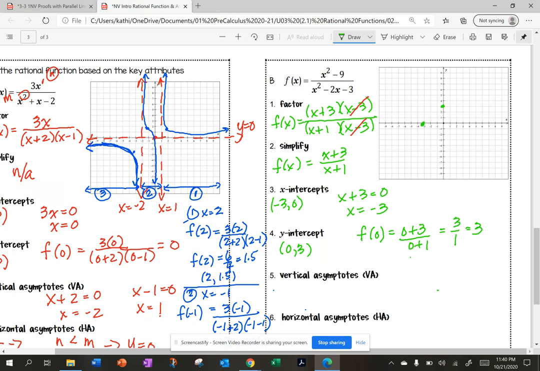Next, I want to find where my vertical asymptotes are. I'm using the simplified equation. So this is x plus 1 equals 0. So x equals -1. So I'm going to go put my vertical asymptote in.